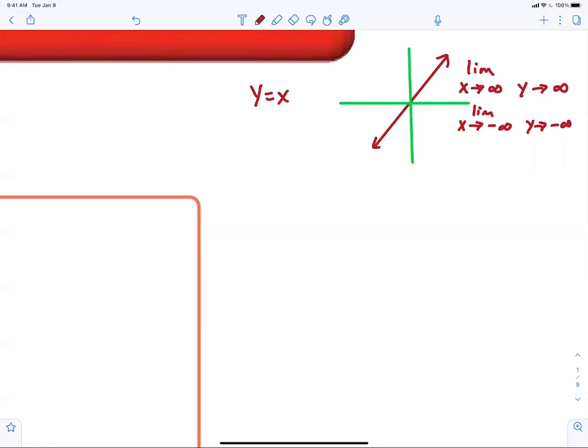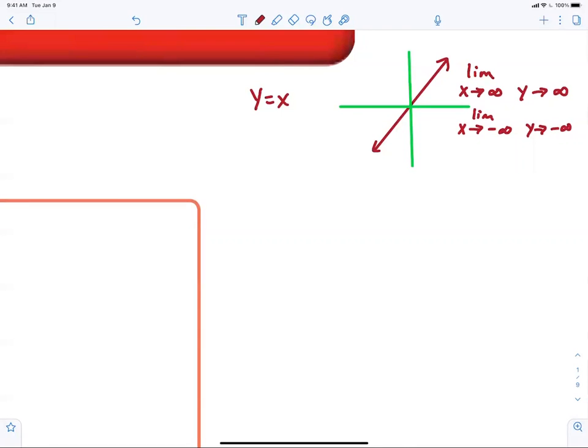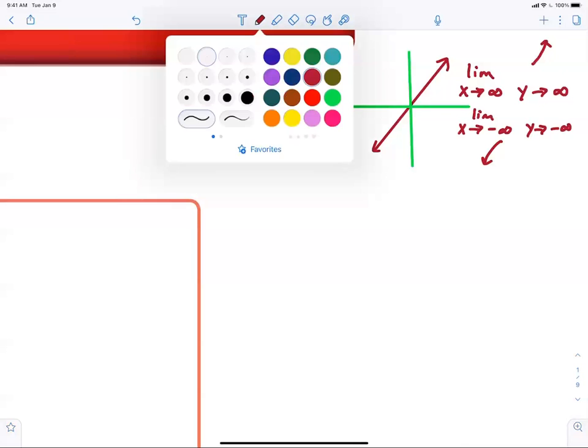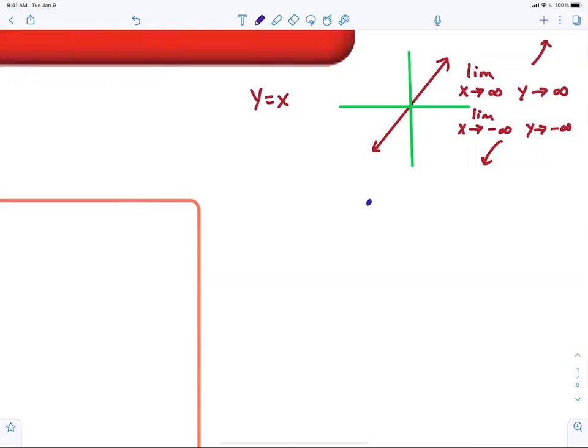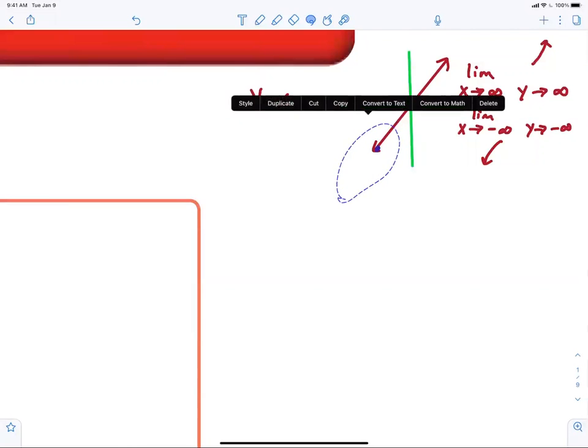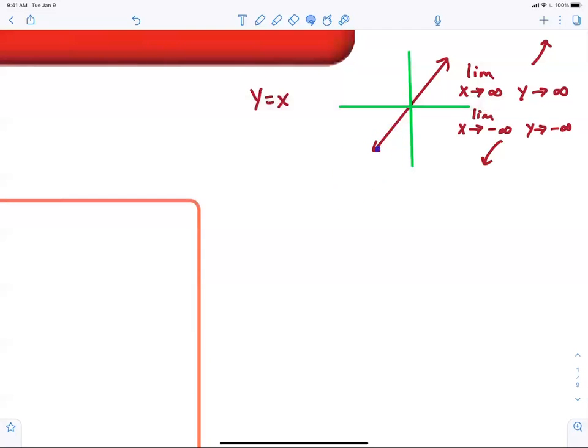Now what does that mean about the end behavior? The end behavior is showing you that it's going up and it's going what? Down. Again, very, very simple. As X gets bigger, Y is getting bigger. As X gets smaller, Y is getting smaller. But if you look at the notation, it seems kind of complicated.